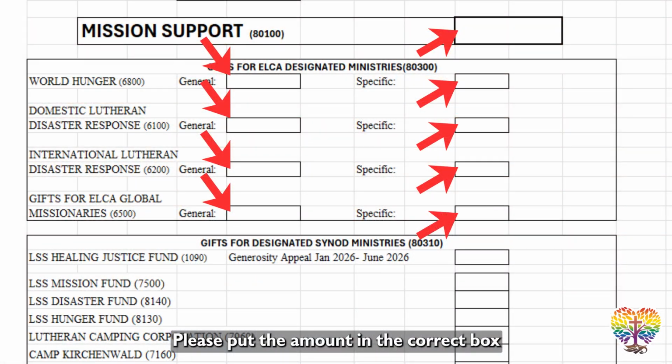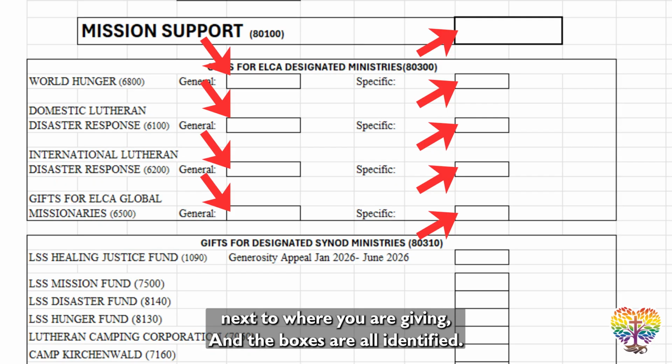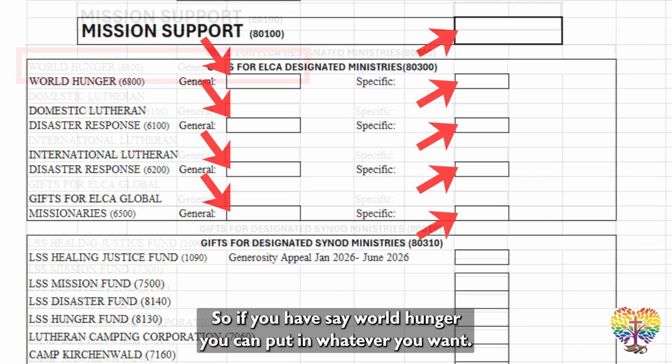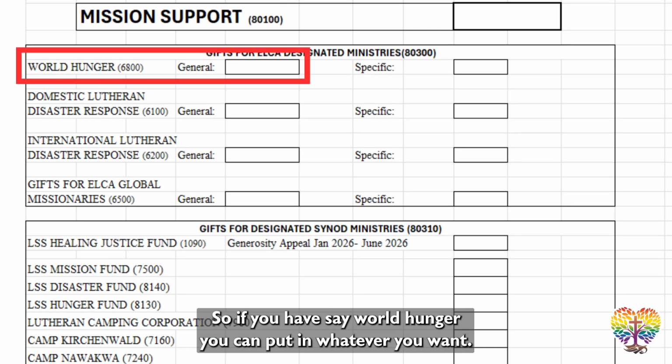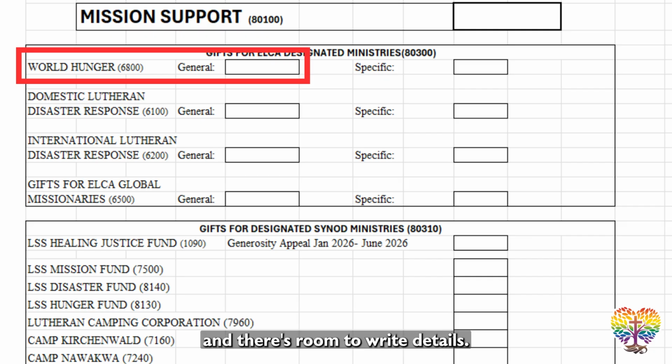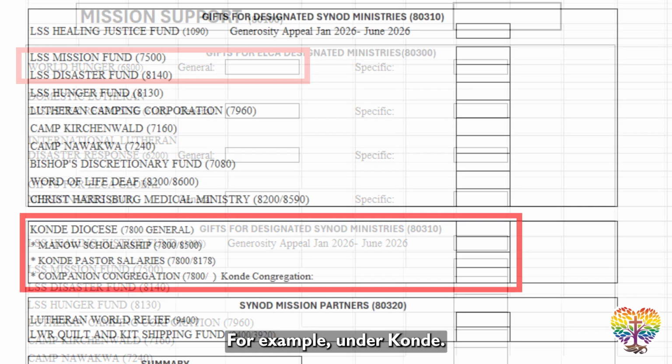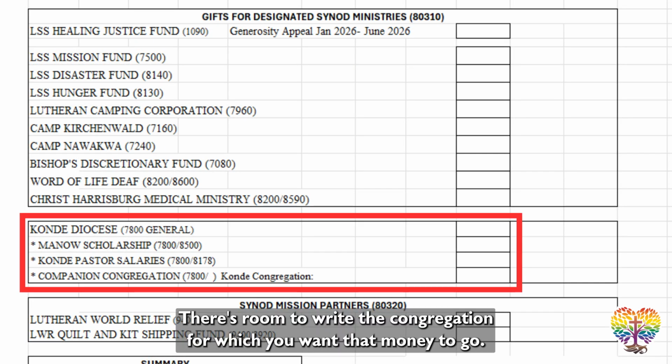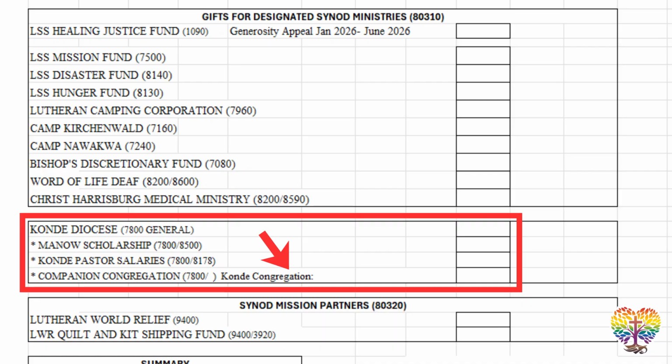Please put the amount in the correct box next to where you are giving. And the boxes are all identified, so if you have, say, World Hunger, you can put in whatever you want, be it $5, $10, whatever your congregation is giving. And there's room to write details. For example, under Condi, there's room to write the congregation for which you want that money to go.